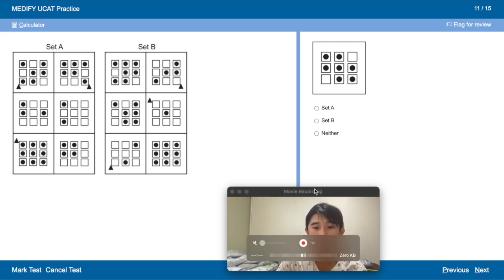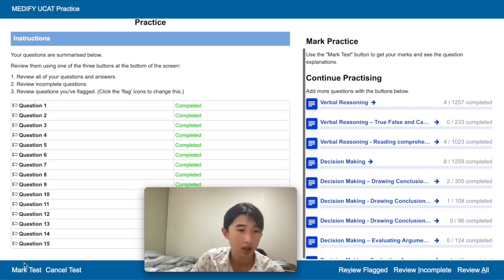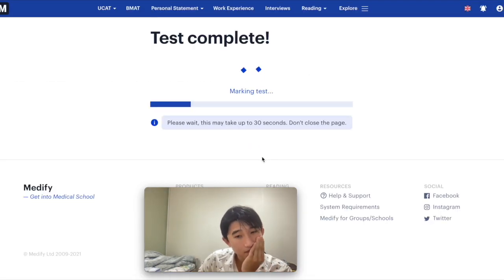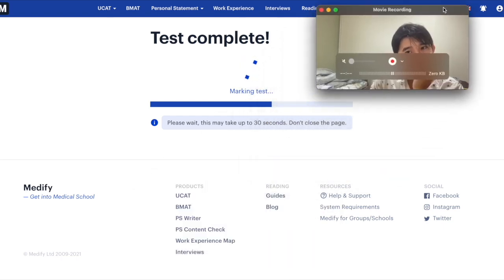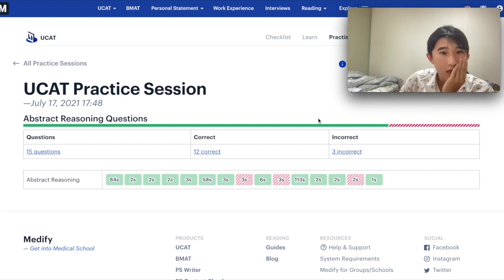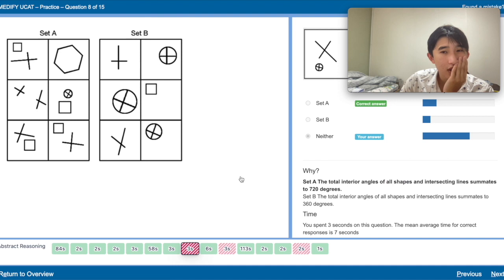I'm really not sure about this one as well. Well, this is horrible. Let's see. Okay, that's definitely neater. See, that's a set A neater. Or we have to see what it is because I really don't know this stuff. Oh, 12 correct, 3 incorrect. It's pretty good.